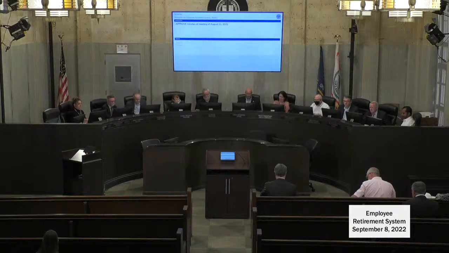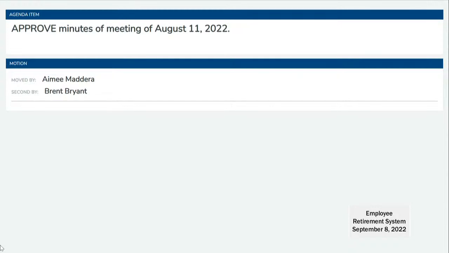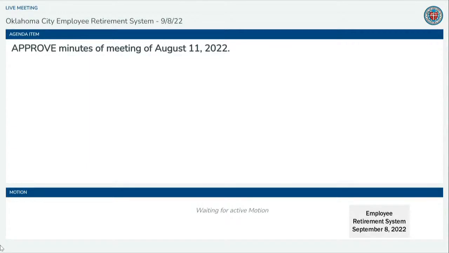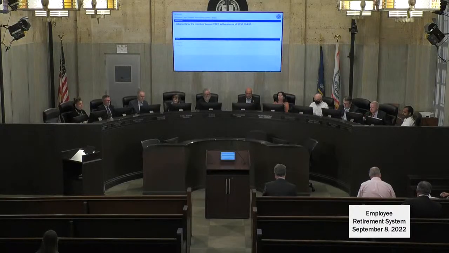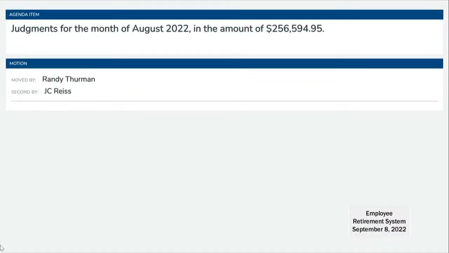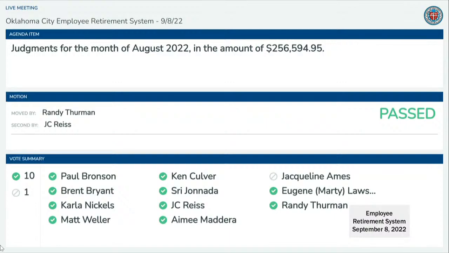Item number 2 is to approve the minutes of the meeting of August 11th, 2022. I have a motion and a second. Record your vote. Item passes. Item number 3 is the consent docket. We have one item. I have a motion and a second. Record your vote. Item passes.